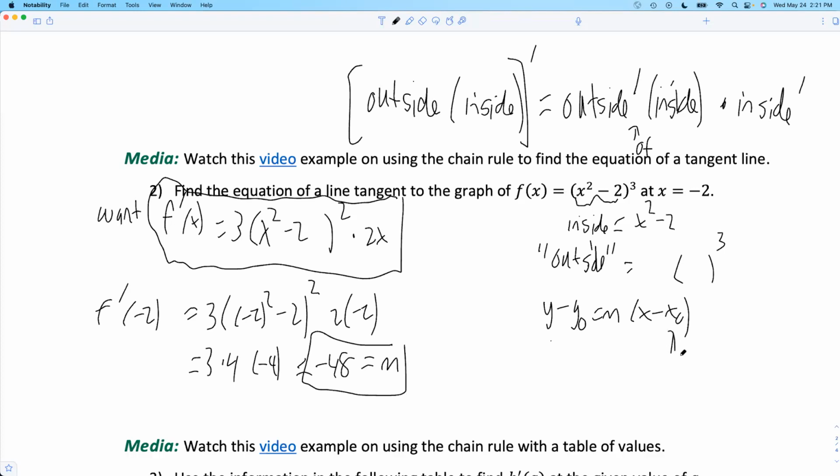We know x naught, negative 2. I know m, negative 48. I just got to find y naught. Here's where mistakes happen. Y naught, you don't get by doing this. That's how we found m. To find the original y naught, you plug that same x value into the original function. So that'll be negative 2 squared, 4 minus 2 cubed, which I think is 8.